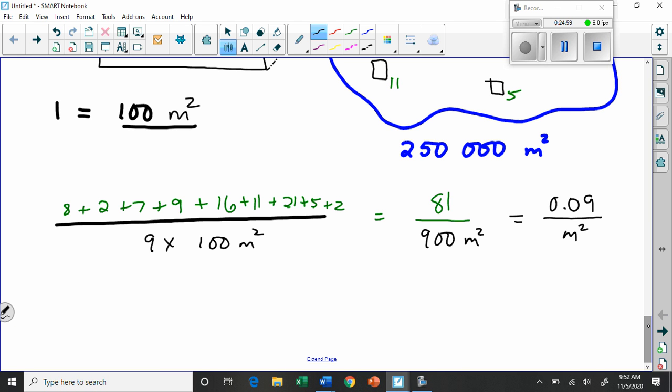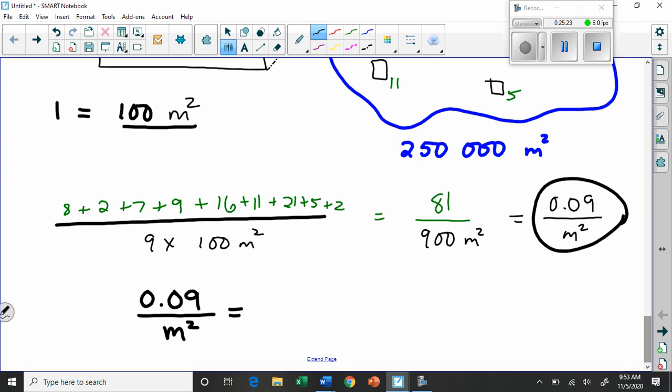Now, it's possible that your quadrats could be different sizes, but if they're different sizes, you basically have to account for that by adding up the proper area of your quadrats. Okay, so that means then, what's the estimate of the population over the whole? Well, now that we have this little estimate, we can say that the ratio of 0.09 per square meter can help us estimate if now we have 250,000 square meters.